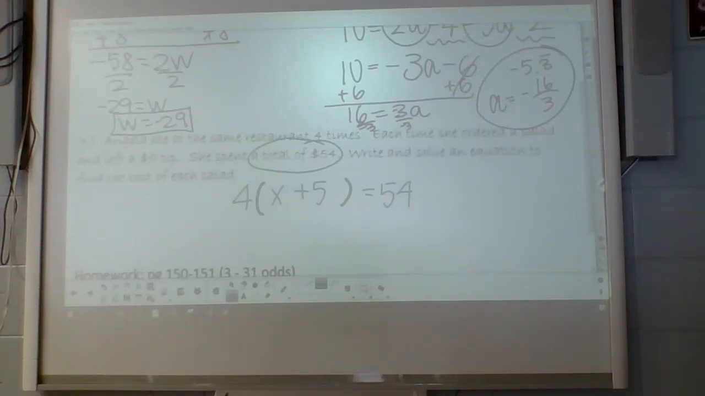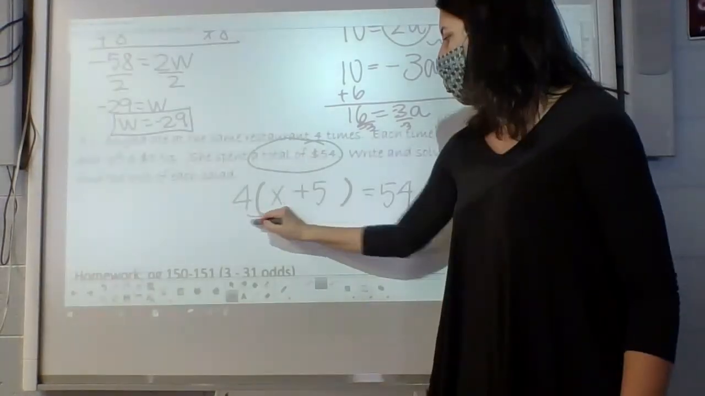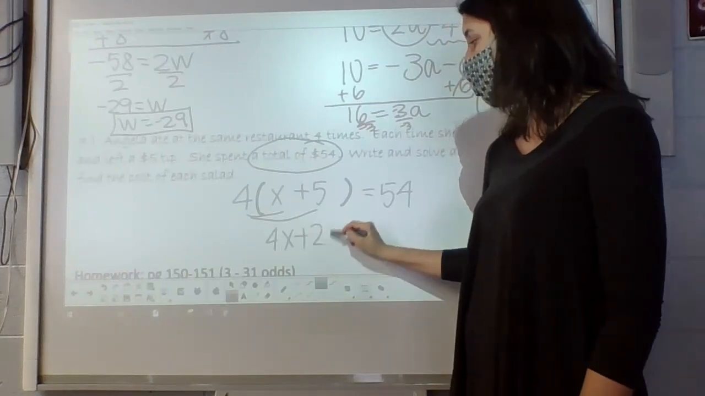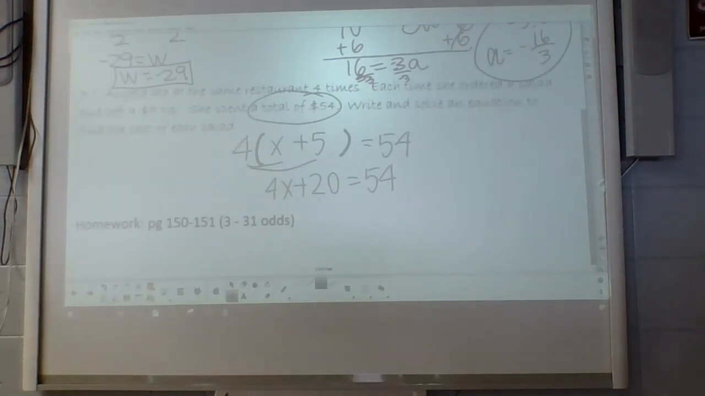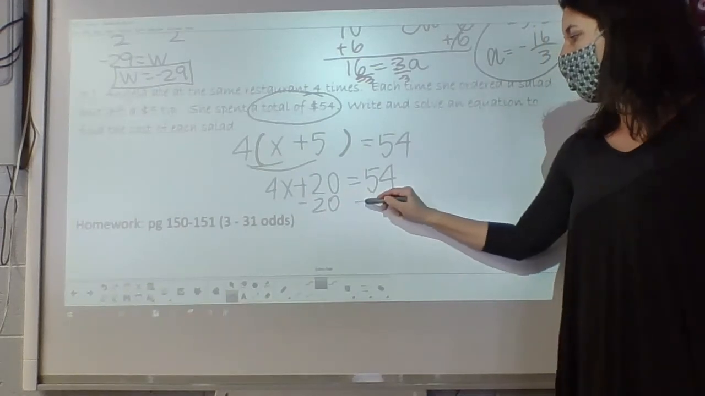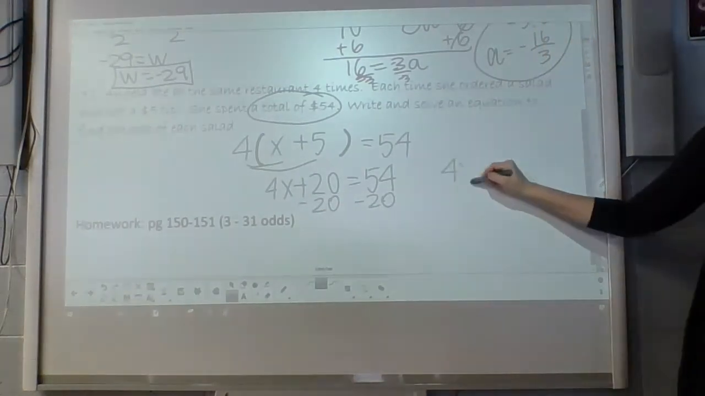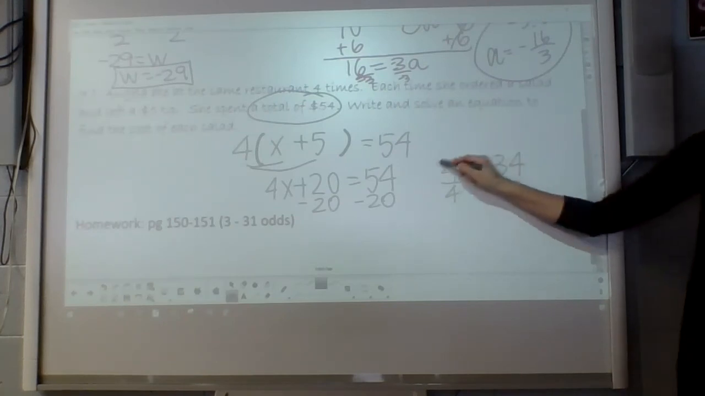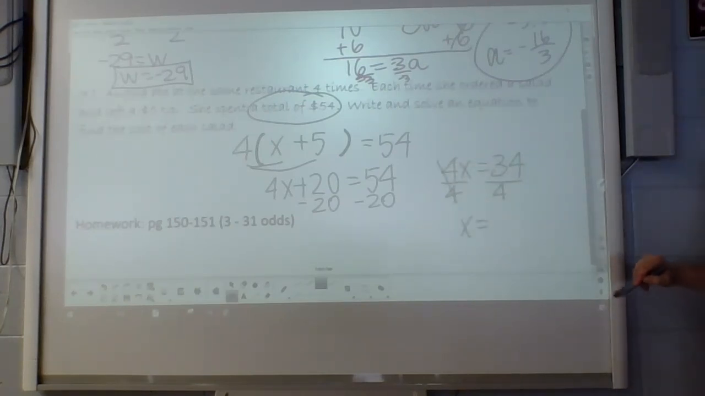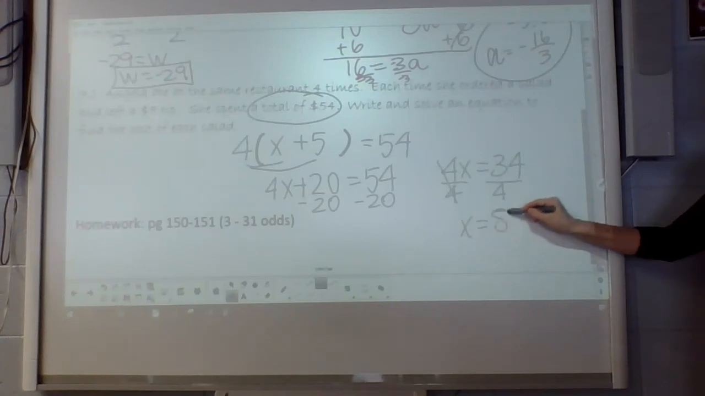So this is a great way to set this up. Now what do you guys want to do next? Distribute. So you could have also set up the equation that just looked like this right away. You might have said, well, I can tell already she spent $20 in a tip. We know that off the bat. So we get 4x equals 34. So divide by 4. And we find out x is 8.5.